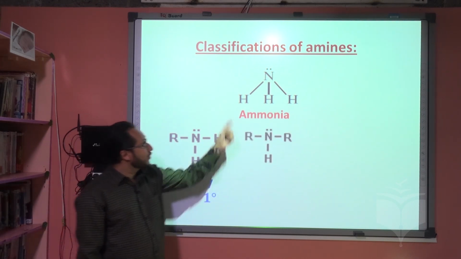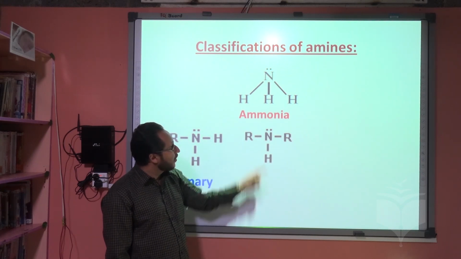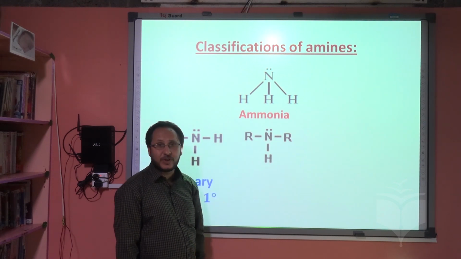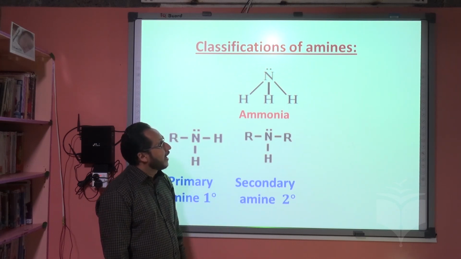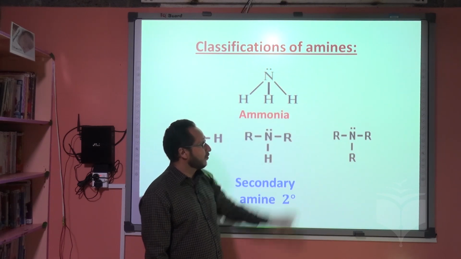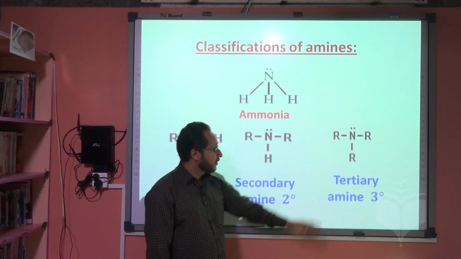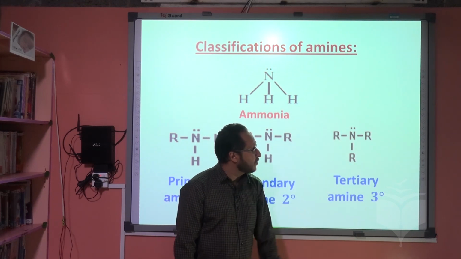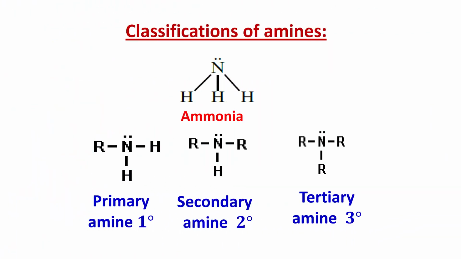If you replace 2 hydrogen atoms from ammonia by 2 alkyl groups, in this case we have 2 alkyl groups and 1 hydrogen atom attached to the nitrogen atom. So in this case, what do we call it? Secondary amine. If you replace 3 hydrogen atoms by 3 alkyl groups, in this case, what do we call it? Tertiary amine. So in the tertiary amine, there is no hydrogen atom attached to the nitrogen atom, and we have 3 alkyl groups.